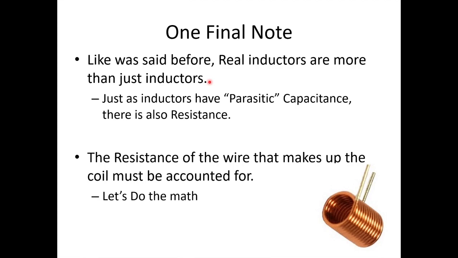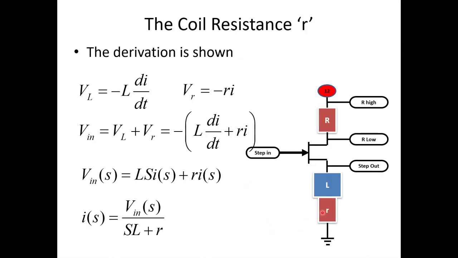Okay, and one final note, as said before, real inductors are more than just inductors. Just as inductors have parasitic capacitance, there's also resistance, because wire doesn't have zero resistance, especially not the wire we're using. So we have to account for the resistance of the wire as well if we want to get a very high precision measurement. And so we're going to add a resistance in series with our inductor. This resistance represents the series resistance of the inductor.